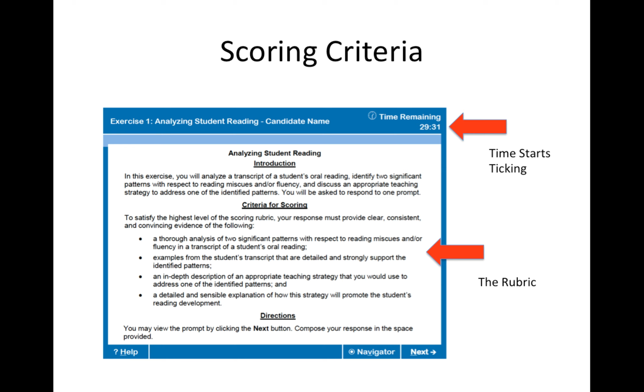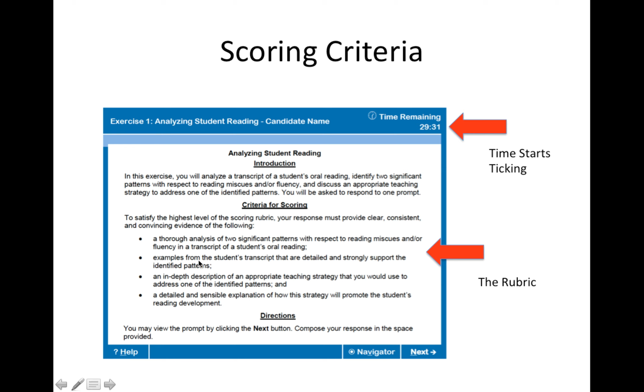But the reason we want you to be familiar with the rubrics, and every question has a different rubric, is because, number one, it saves you time, and you can see this question is going to ask you to analyze 2 significant patterns with respect to reading miscues and fluency in a transcript of oral reading. Then that means if this is your certificate area, when you go to the assessment center, the very first thing you're going to do is look for 2 significant patterns of miscues, okay? You may not know the grade level or what the reading passage will be, but you can be familiar with what you will be asked to do.